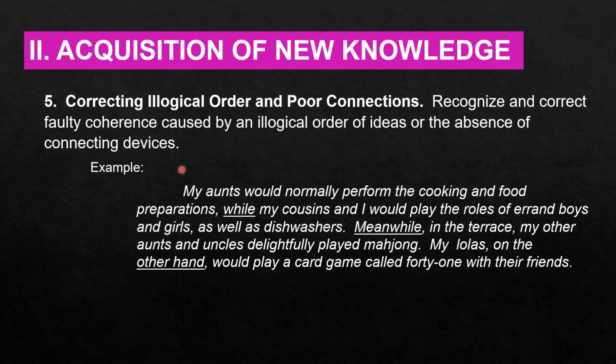So example here, my aunts would normally perform the cooking and food preparations while my cousins and I would play the roles of errand boys and girls, as well as dishwashers. Meanwhile, in the terrace, my other aunts and uncles delightfully played mahjong. My lolas, on the other hand, would play a card game called 41 with their friends. So here we used effective transitions or connecting devices in order to make our sentences or paragraph more fluid.